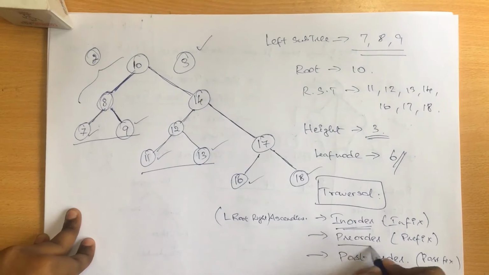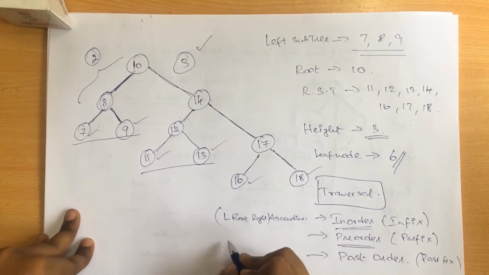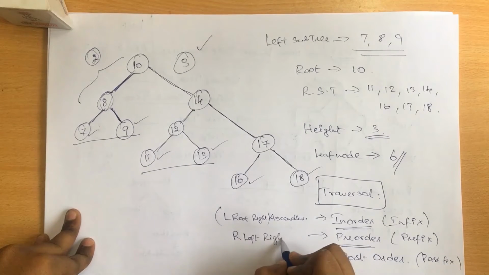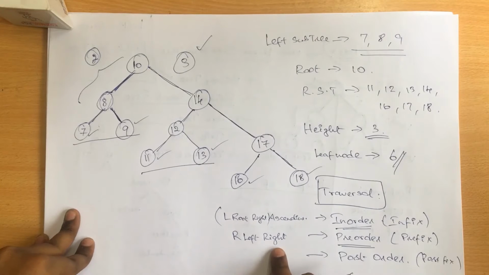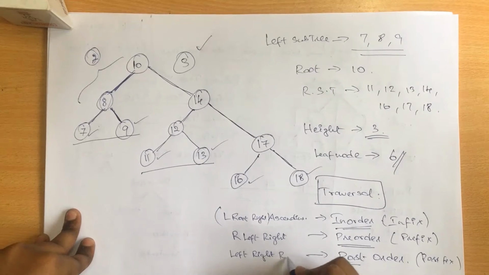Same way when I go with pre-order, the name itself has something called pre. So pre means first it should be root, then left and then right. So root, left and right. Followed by this I have post order, so it is going to be left, right and at last it is going to be root, right? So left, right and then root.